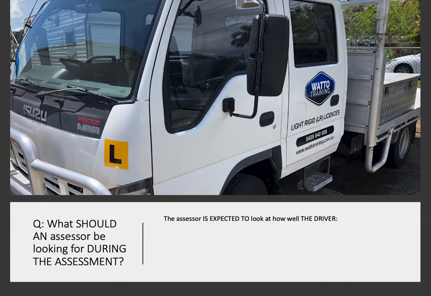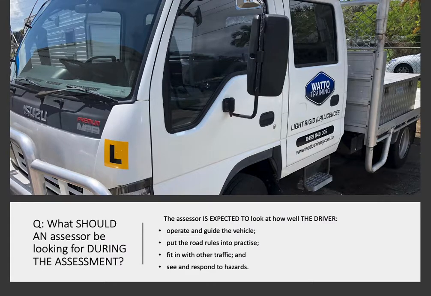What should an assessor be looking for during an assessment? The assessor is expected to look at how well the driver operates and guides the vehicle, puts the road rules into practice, fits in with other traffic, and sees and responds to hazards.